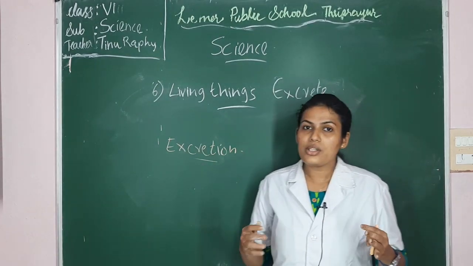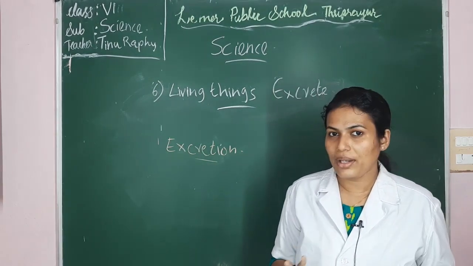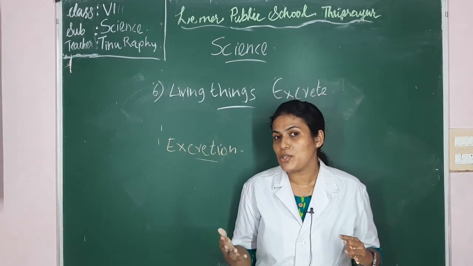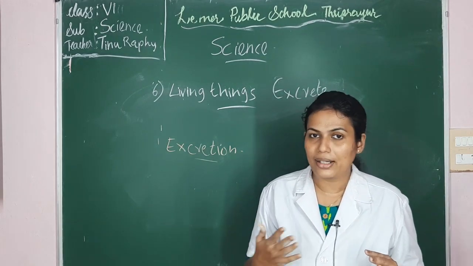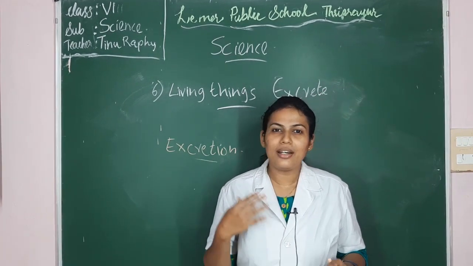And now there are four more features of living organisms, that is, the difference between the biotic and the abiotic factors. Those we will learn in our next class.